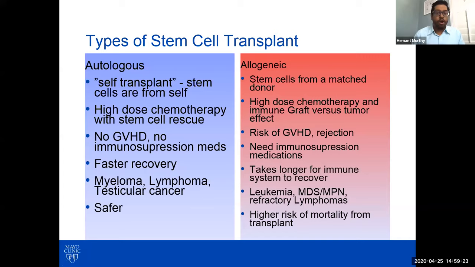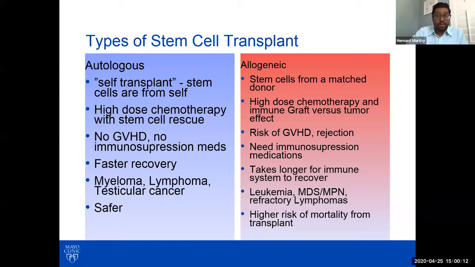Just to start, discussing the types of transplants, it's important to know that there are 2 types of stem cell transplants that we perform. One is an autologous transplant, which essentially means your own stem cells. These are transplants done particularly for diseases like multiple myeloma, lymphoma, and germ cell cancers like testicular cancers. The purpose of an auto transplant is to provide high dose chemotherapy and use the stem cells to recover your counts faster. There's not really an immune mediated component to this. It is a safer procedure, with a faster recovery.